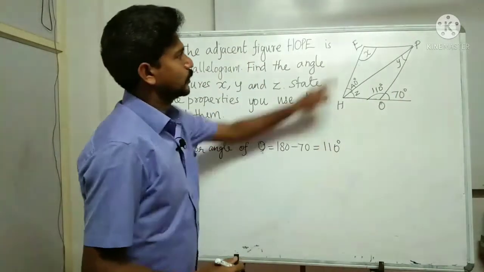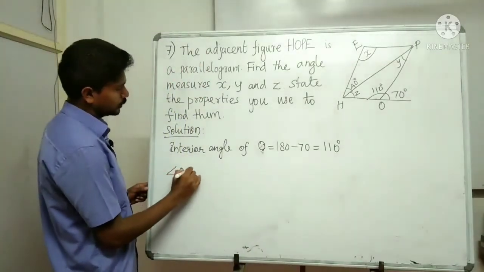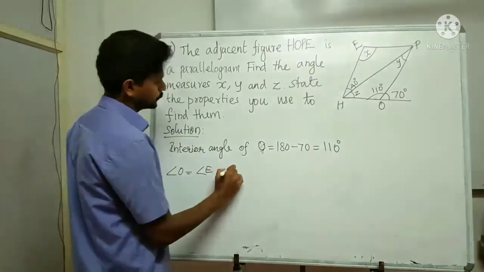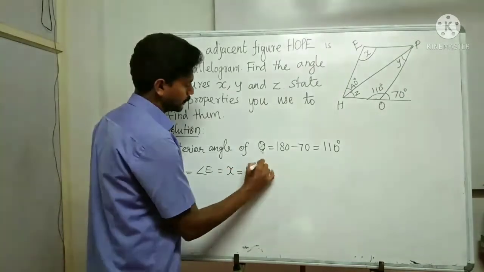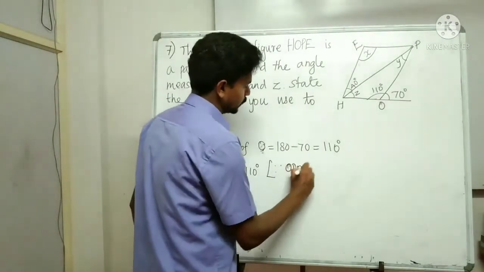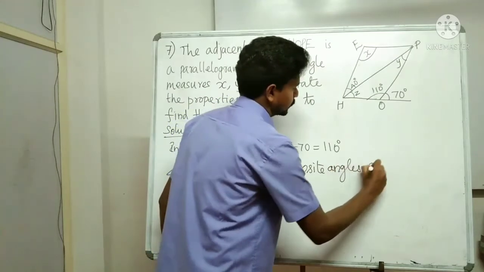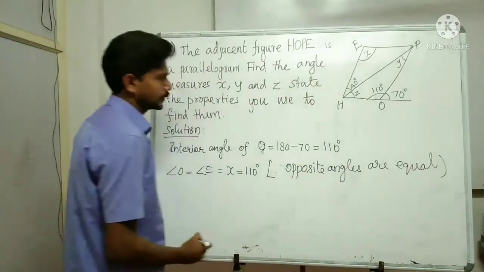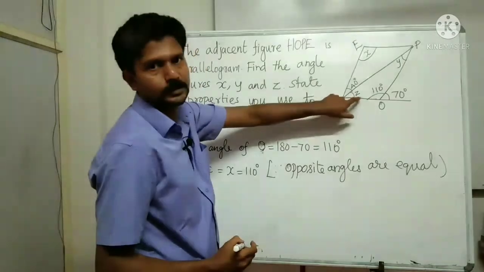Now we can say the opposite angles are equal. So angle O is equal to angle E, which is the x value, that is equal to 110. Since opposite angles are equal in a parallelogram, that is the property. So next, if you got this one, we can find out the z value.